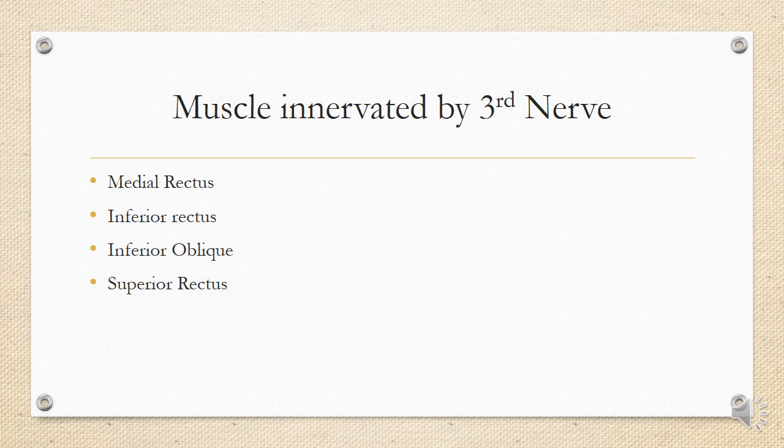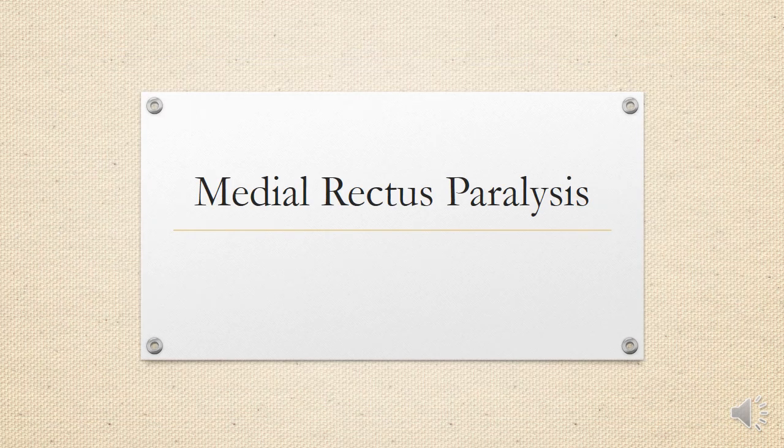So the muscles innervated by your third nerve, and the extraocular muscles which we are purely talking about, are your medial rectus, inferior oblique and your superior rectus. So these are the muscles which get innervation by the third nerve as extraocular muscles. So let's start with medial rectus paralysis, or MR paralysis.